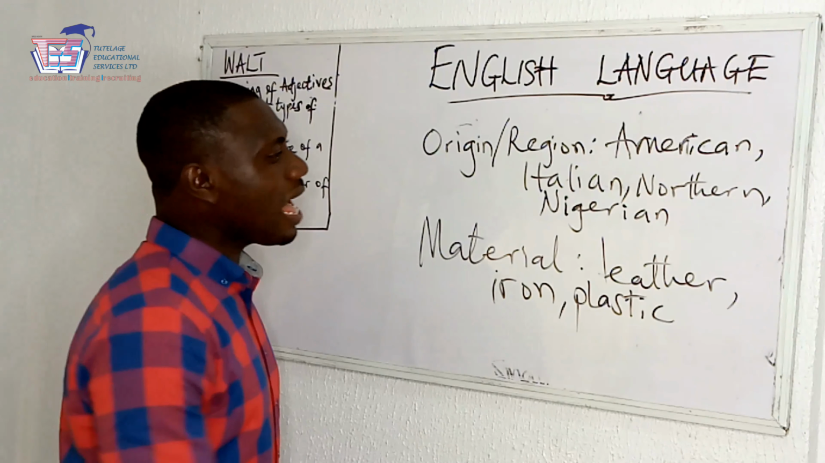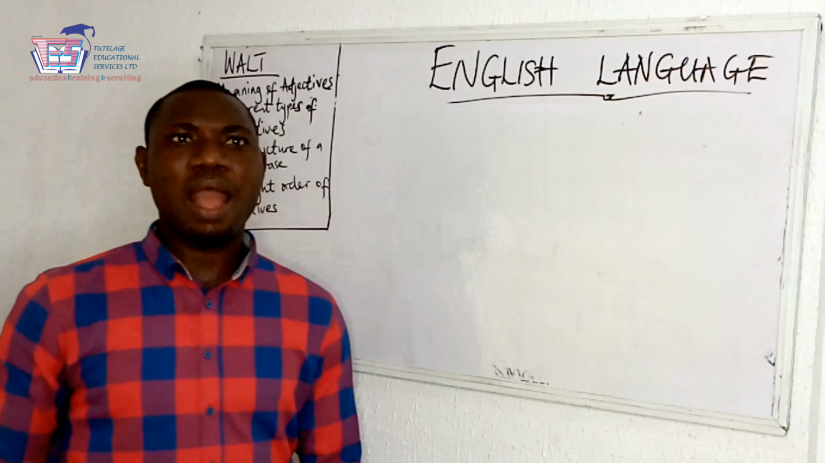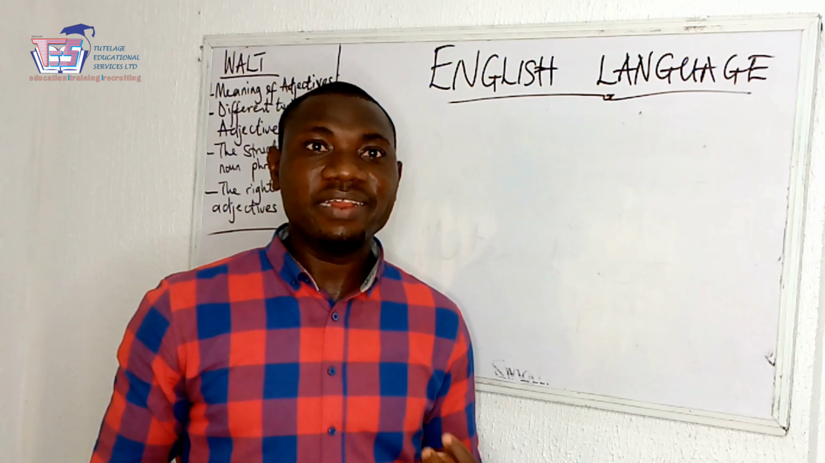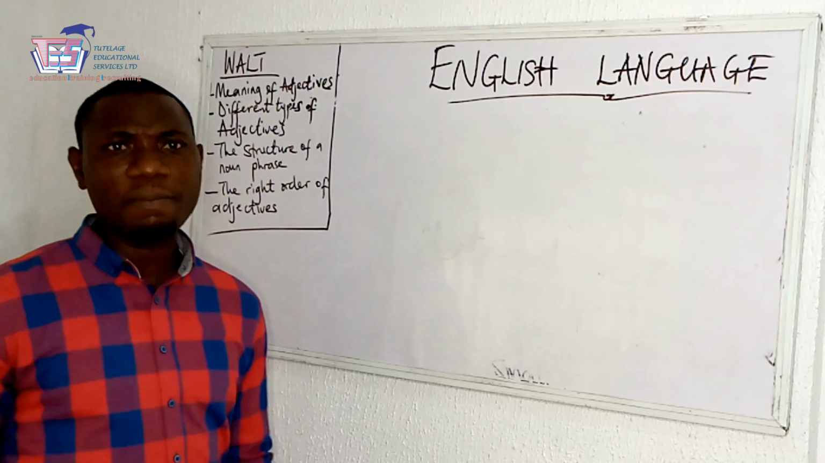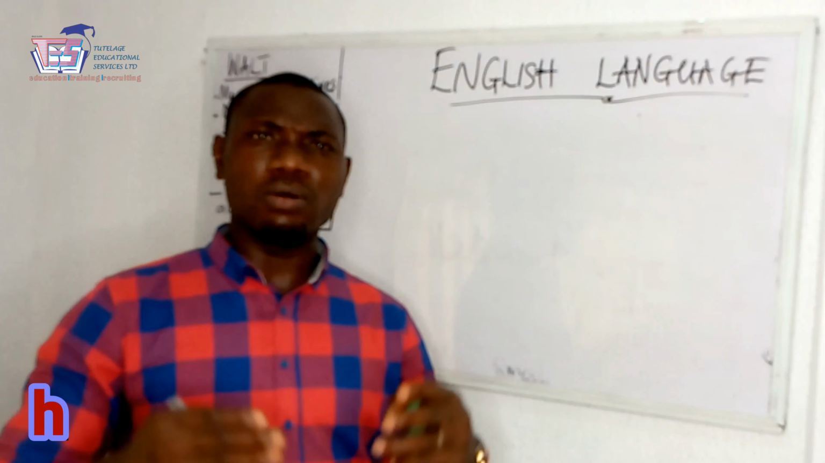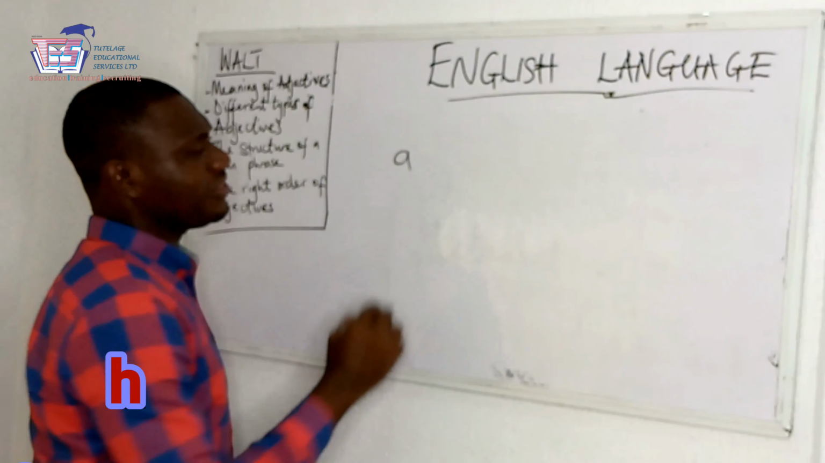and so on. Now, very quickly, before I go on to how we arrange our adjectives in sentences, first, I would like to tell you that all of these things we'll be talking about are related to what we call noun phrase. So, a noun phrase begins with a determiner.